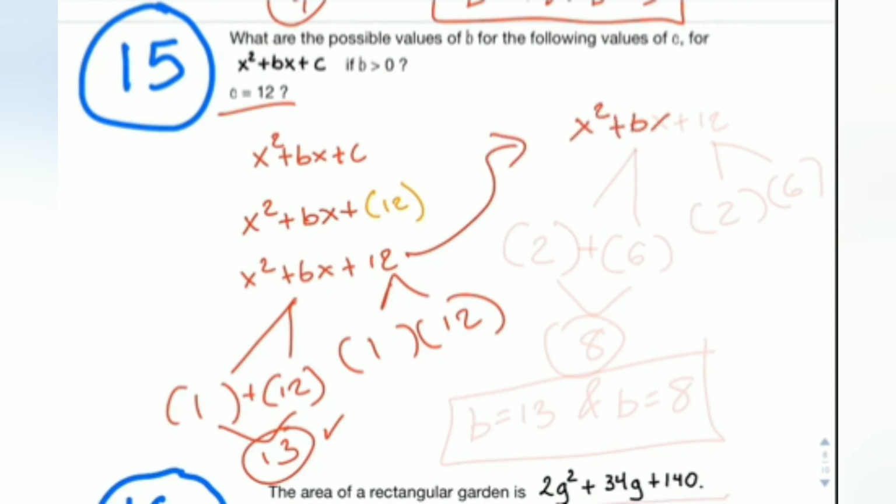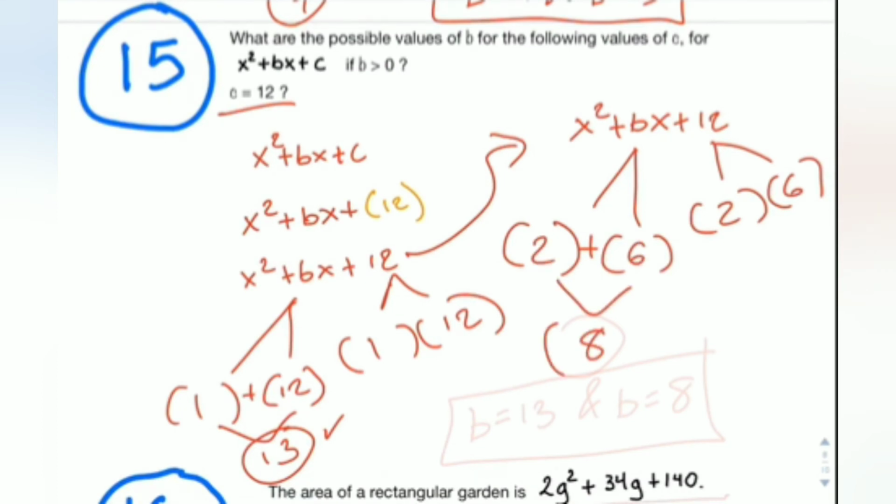So let's jump to this step. Plus bx plus 12. Two numbers that when you multiply equal 12, and when you add them equal b. So 2 times something, 2 times 6. Let's plug it in. 2 plus 6 is 8. So that's another answer. So b equals 13 and b equals 8.